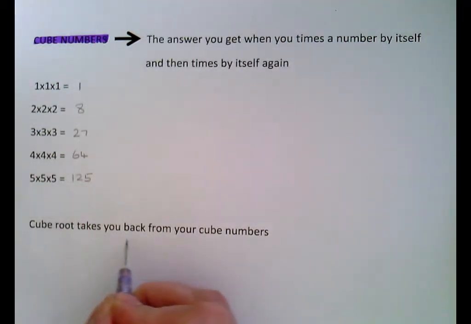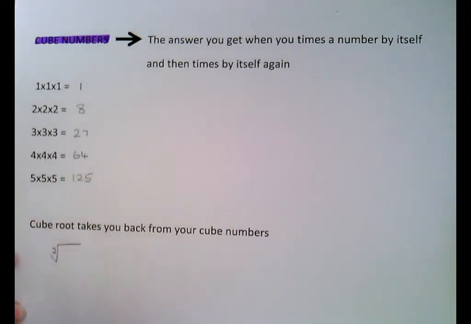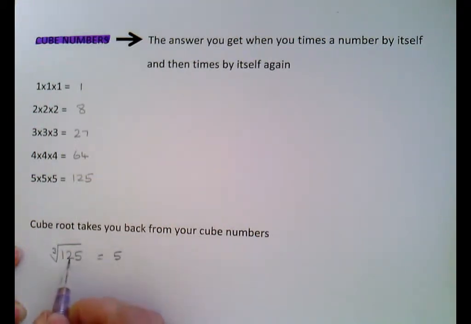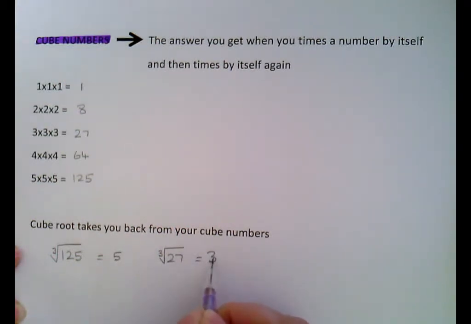Then the cube root takes you back from your cube numbers. So it looks a wee bit like a square root but has a wee 3 in there. That's your cube root. So the cube root of 125 is 5, because 5 times 5 times 5 gets you 125. And the cube root of 27 is 3, because 3 times 3 times 3 gets you 27.